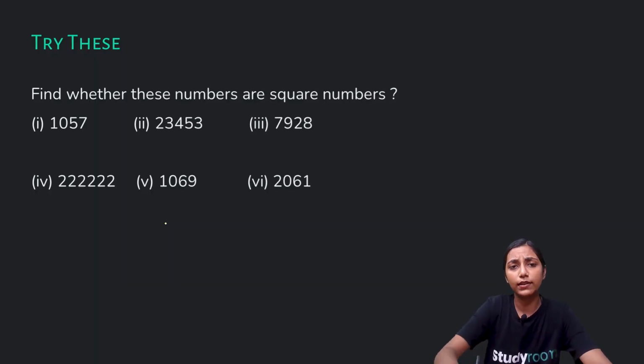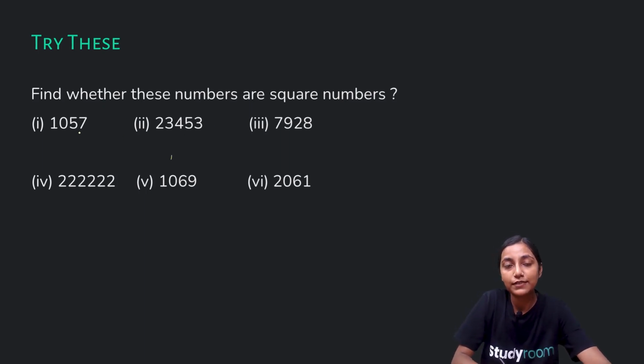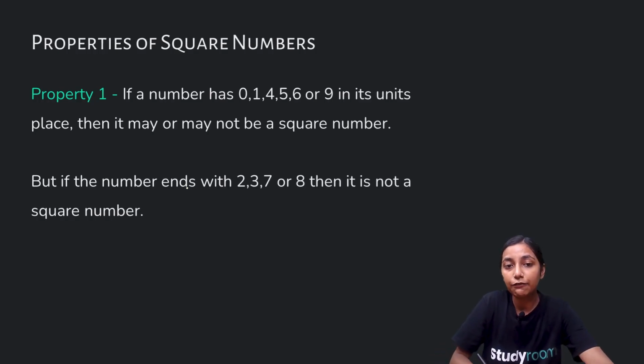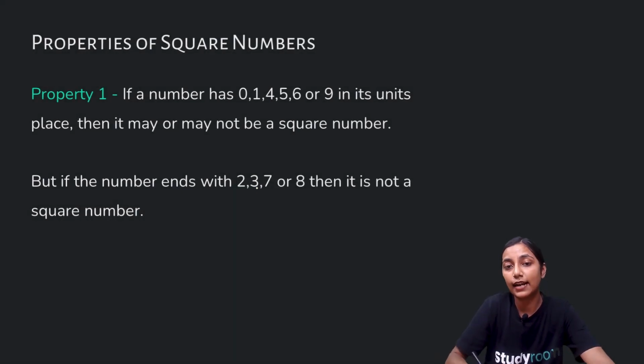Let's proceed. Find whether these numbers are square numbers or not. We can easily check it by the digit at the units place. First of all, we have 7. By property 1, if a number ends with 7, it cannot be a square number. So this is not a square number, because it ends with 7. Next is 3. Again not a square number, because of 2, 3, 7 and 8. A number ending with any of these 4 cannot be a square number.